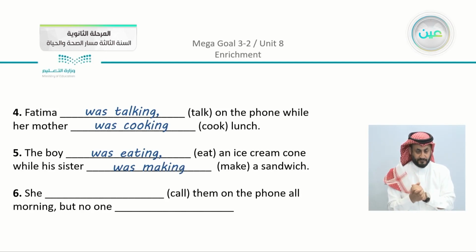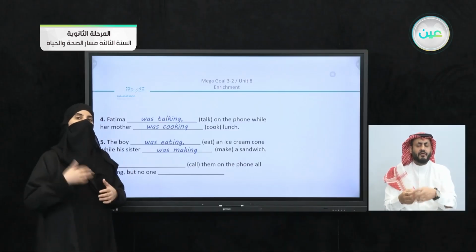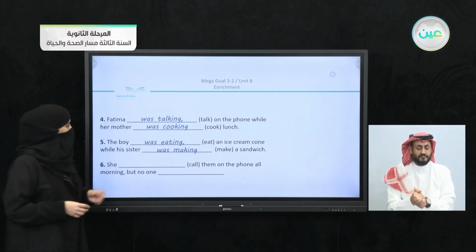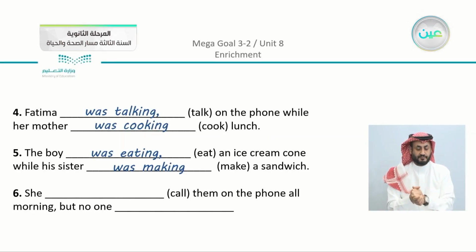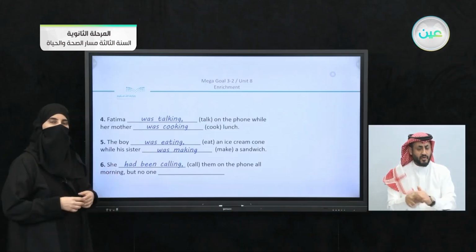We have the last part: she blank called him on the phone all morning, but no one blank. Here you can see that there is no verb to help us, so there may be more than one option. We're going to say that she had been calling him on the phone. Why did I put had been calling? Because we have here all morning, so this is something that was happening all the time, all morning.